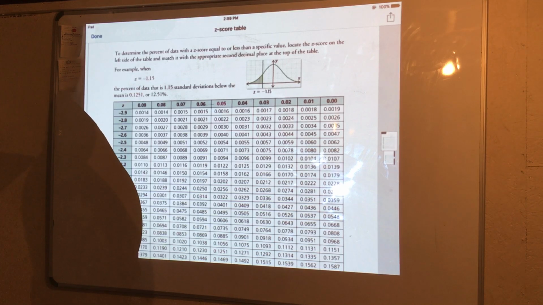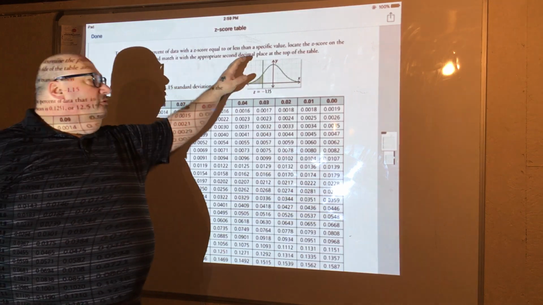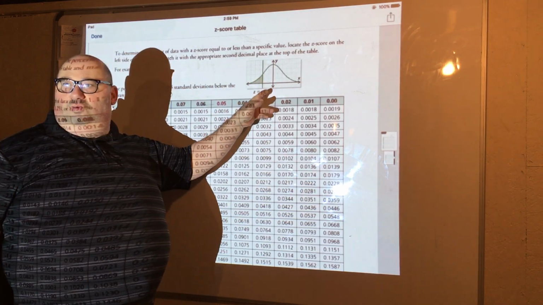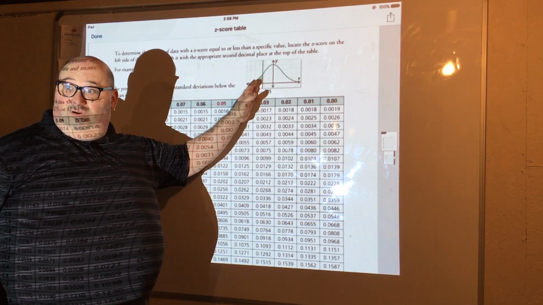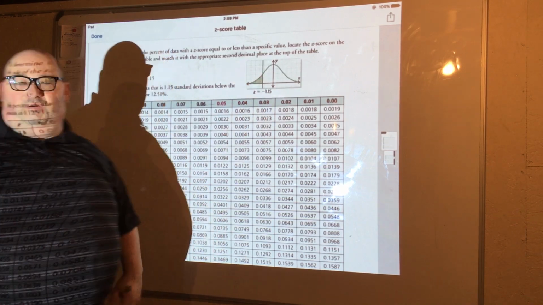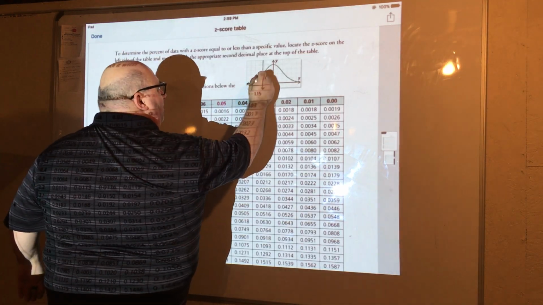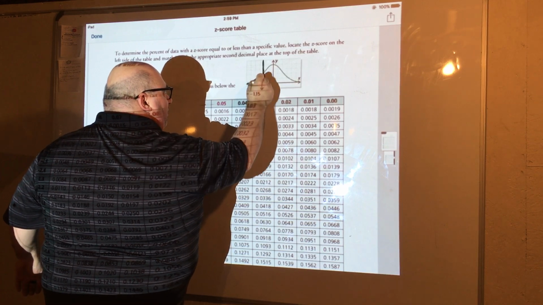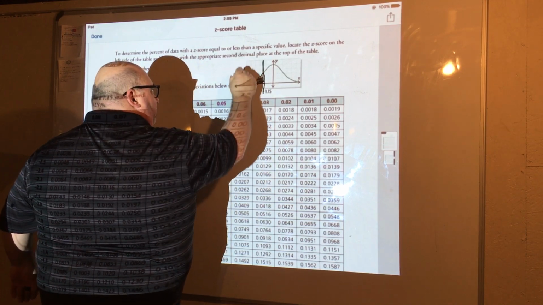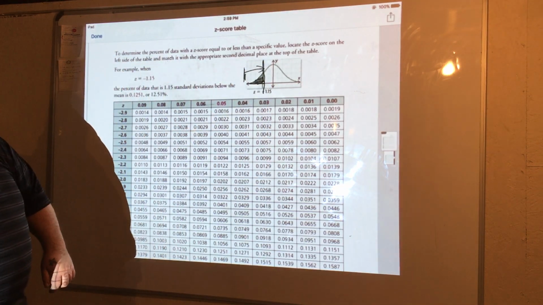But you have to look at how this is working. In the example, they show you negative 1.15. That's 1 and a little bit more, 0.15, deviations below the mean. But you'll notice that the part that's shaded in here is this part of our graph. So it measures from the left up to negative 1.15.